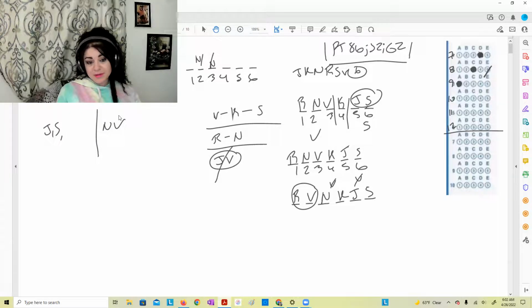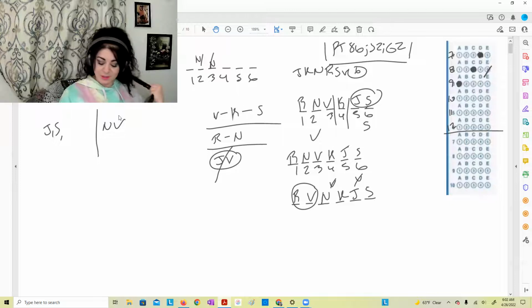Could K be 5th? Could R be 5th? Well, R can't be 5th because R needs to have N behind it, and N needs to be in either 2 or 3. So we're going to put R over here in the out group. And what about K? Could K be 5th?